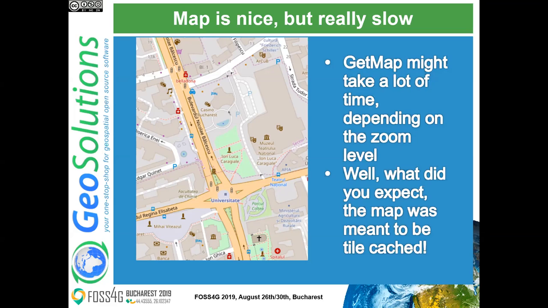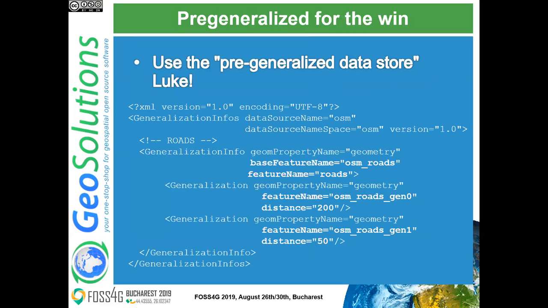In my case, I was actually just looking at the map with WMS, so no caching at all. And I was not satisfied with the speed that I was getting. I should have expected that, but I wanted more. So how do you get faster performance out of a system that was designed to just be tile cached?